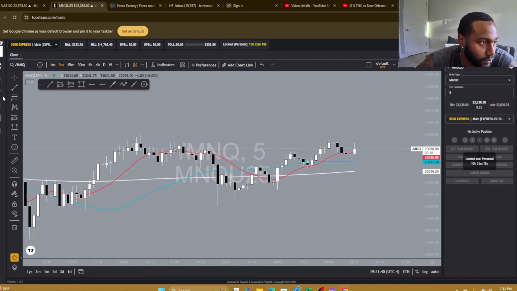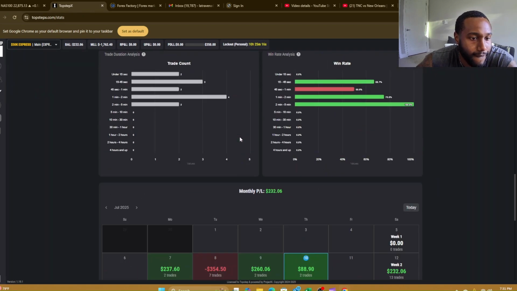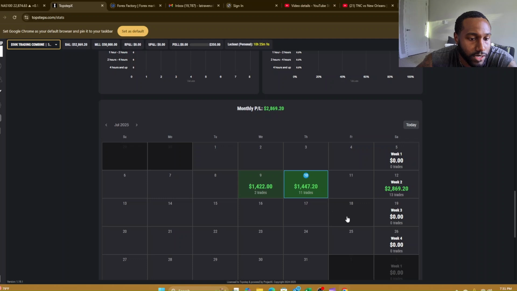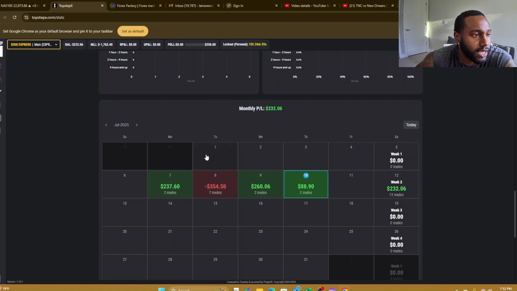So this is the Express account. Didn't really make much on it today. I think I made, what, $88. Nothing crazy. And then on the other Express account, I made $14.47. I did add to these trades, so that's why it's going to say that I took 11 trades or whatever, right? But yeah, I just need a few bucks left, and then we'll end up passing that account, and then we'll be good to go.